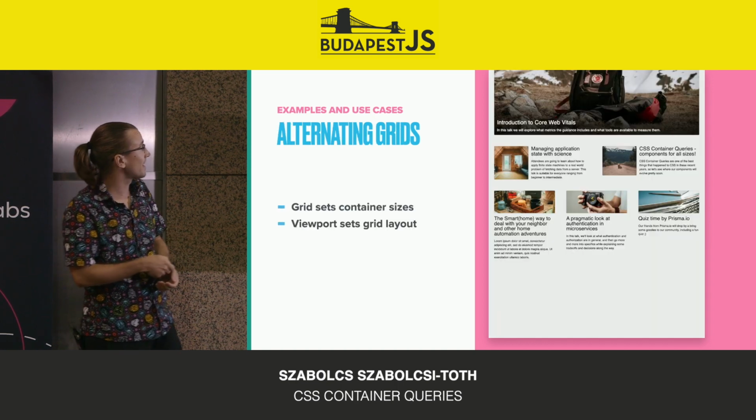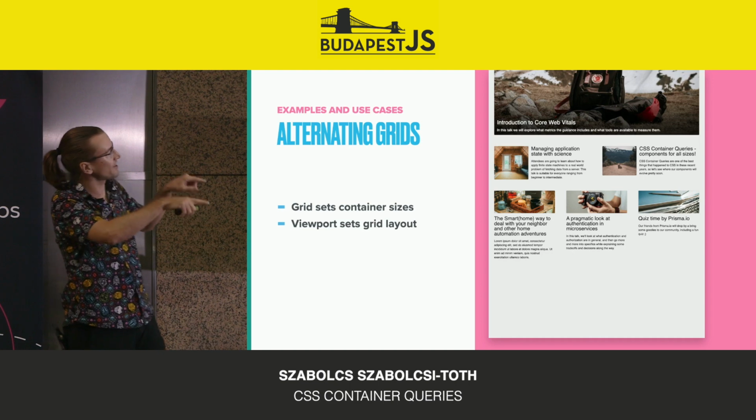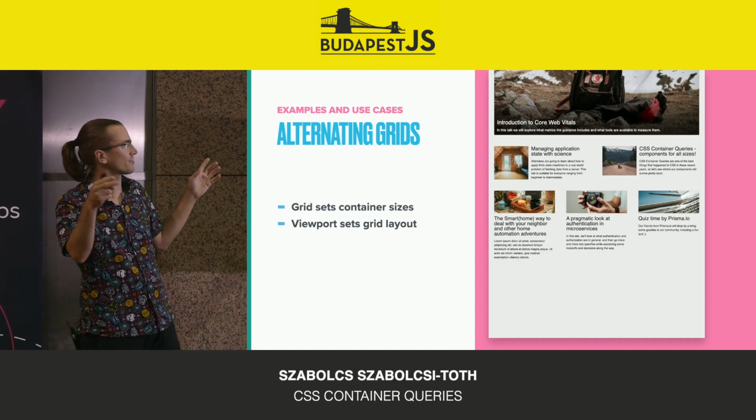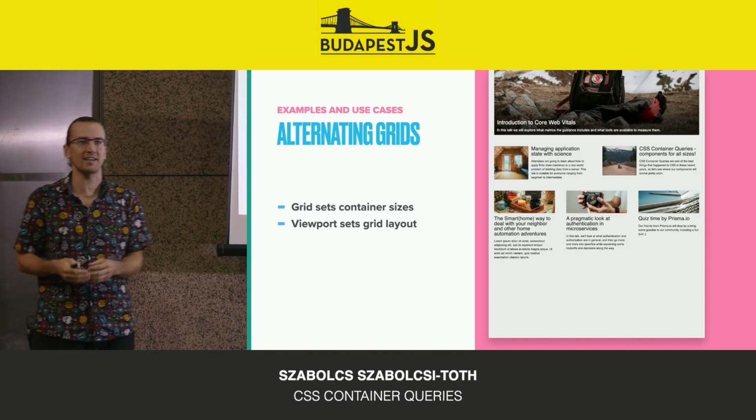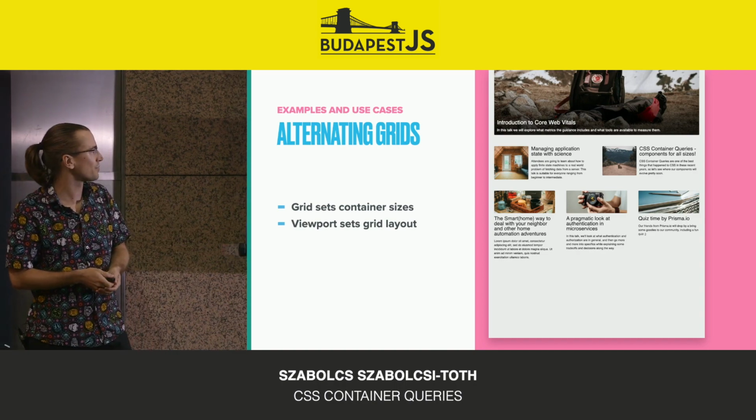Alternating grids, like the grid sets the containment sizes and the viewport sets the grid layout, and you can mingle this all together and create really exciting, really useful, really nice examples like mine.